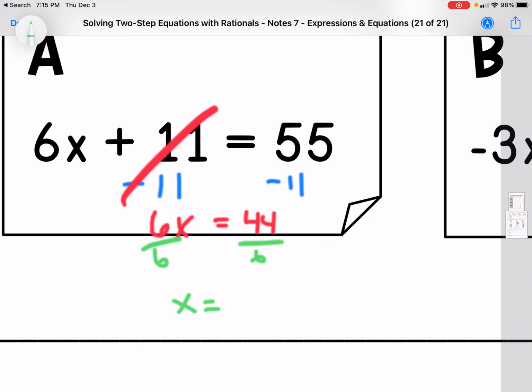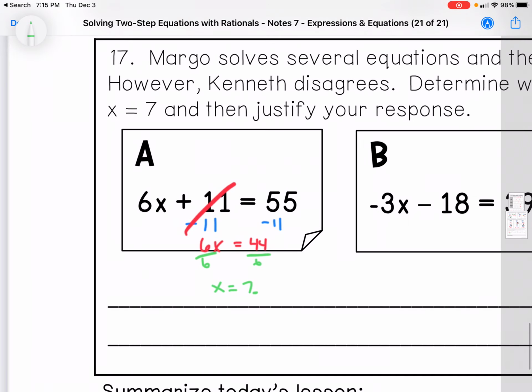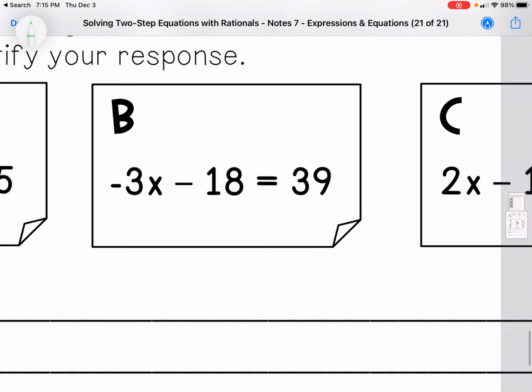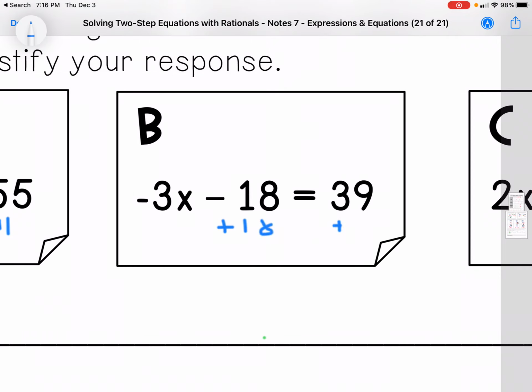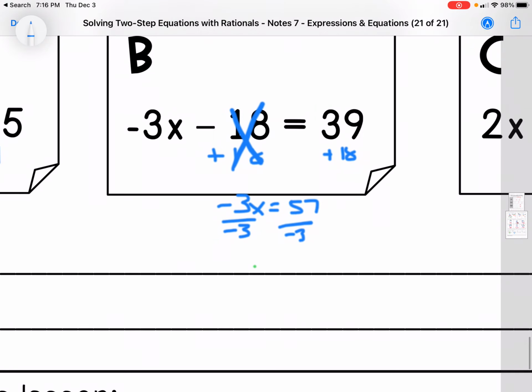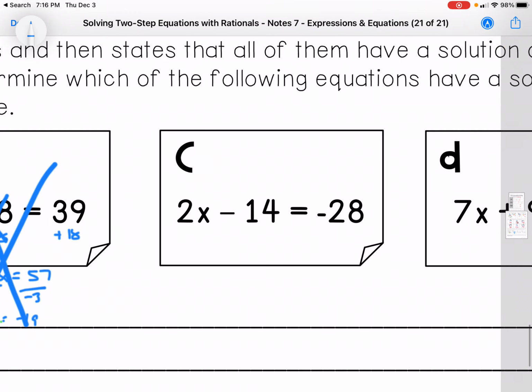X is going to equal 7 point something. I don't have a calculator on me. It's not 7 exactly, so it's not A. All right, let's see if B is. Okay, going to add 18 to both sides. Those are going to cancel. I'm going to be left with negative 3x equals 57. I'll go ahead and tell you that one isn't going to equal 7, because 57 divided by negative 3 is a whole lot. I believe it's 19. And so that one's not it either, because that's negative 19.